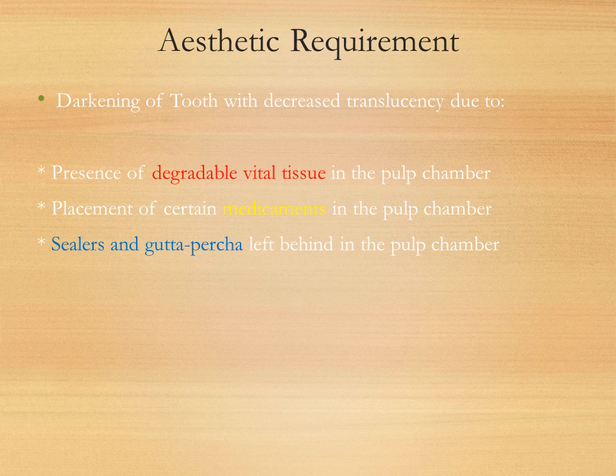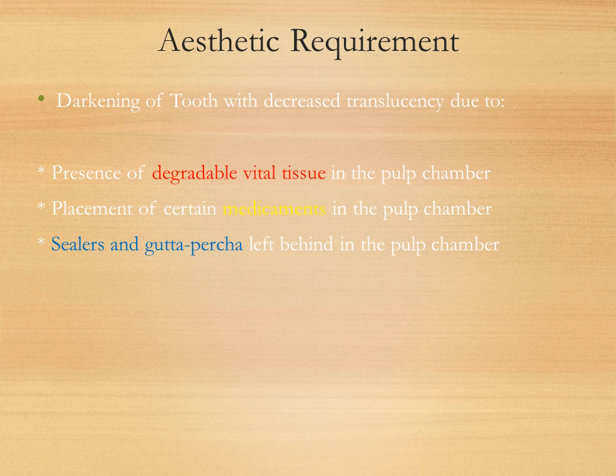One of the reasons for darkening of the tooth could be because you have left behind vital pulp tissue which is degrading inside the pulp chamber. So this very commonly happens when you have not de-roofed the pulp chamber, especially when it comes to the anteriors. Like for example, the maxillary central incisor, it has three pulp horns: the mesial, the central, and the distal.